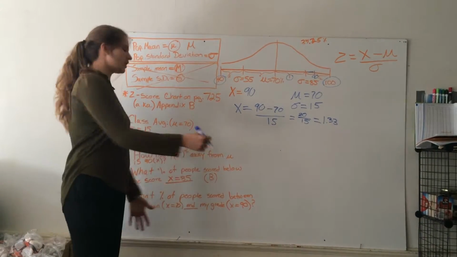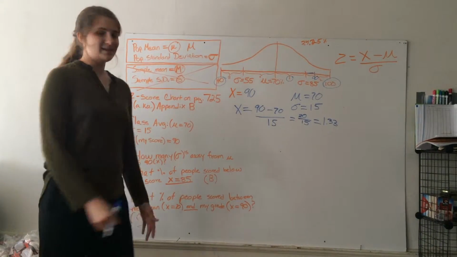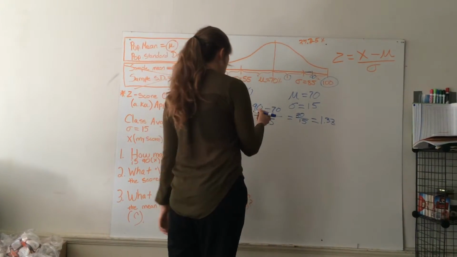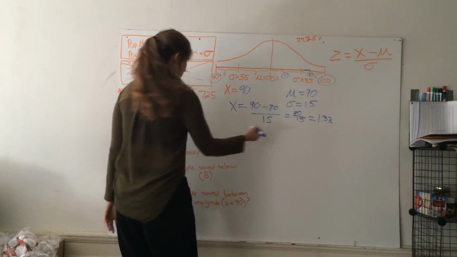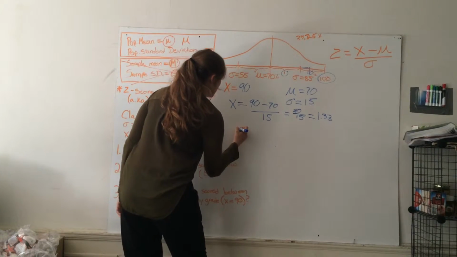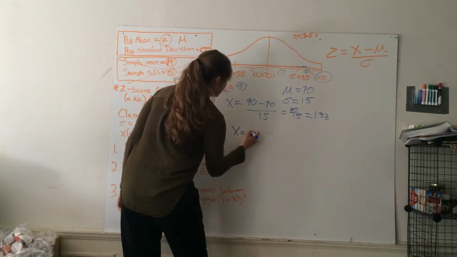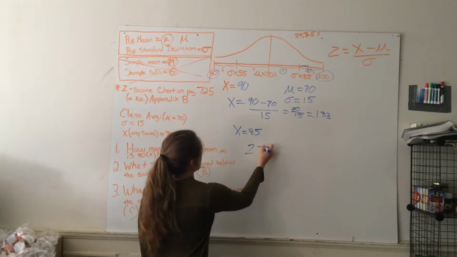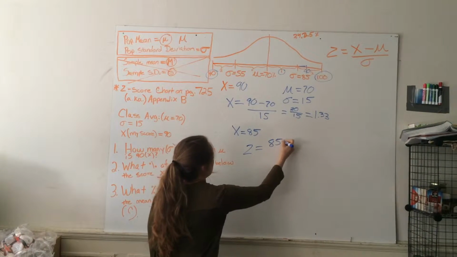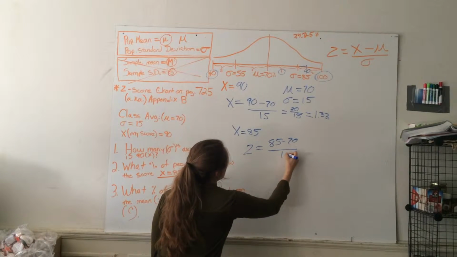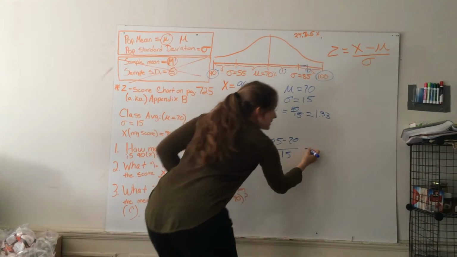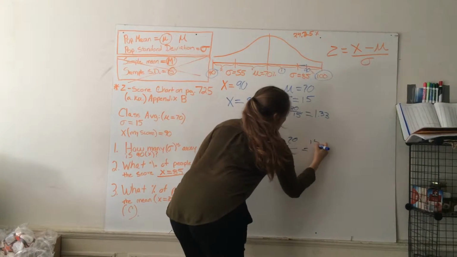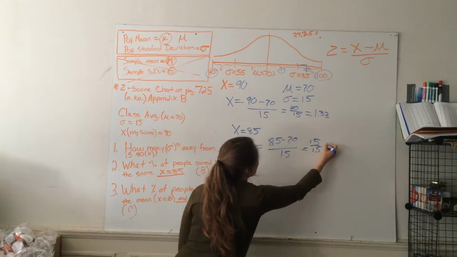The second question that I'm going to be going over is what percentage of the people scored below the score of 85? We need the z-score table in the back of the textbook for this. But since the camera can't pick it up, I'm just going to tell you how it goes. Whoops, it fell. So in this case, x is equal to 85. And our z-score is going to go like this. 85 minus 70 over 15, which is a standard deviation, is equal to 15 over 15, which is equal to 1.